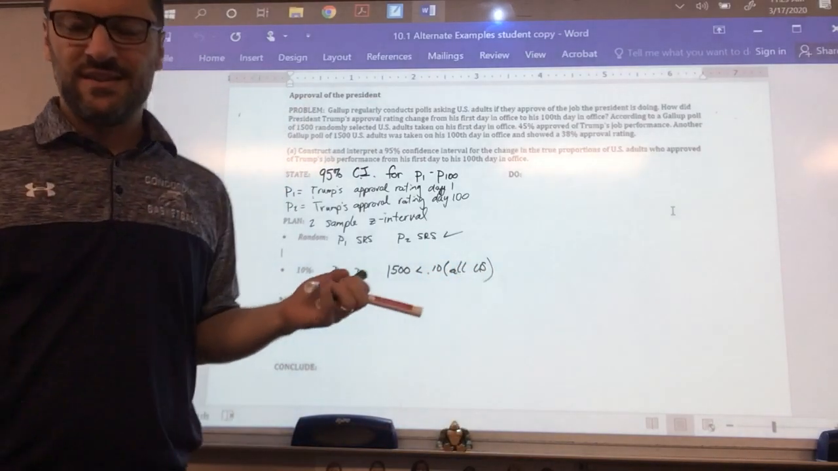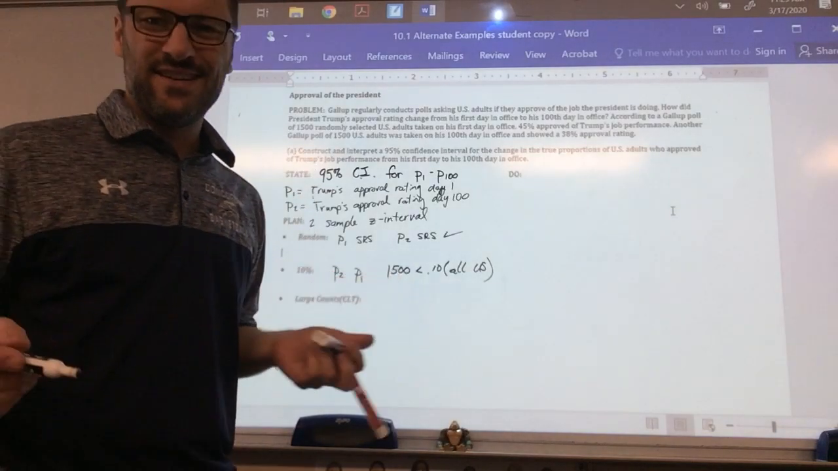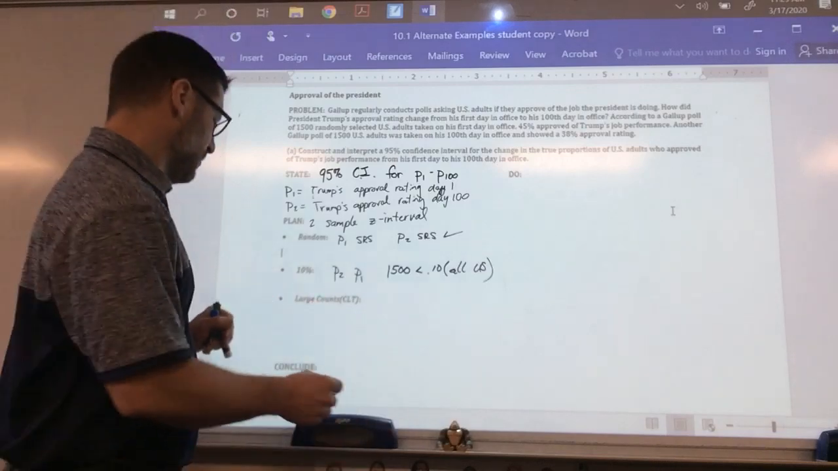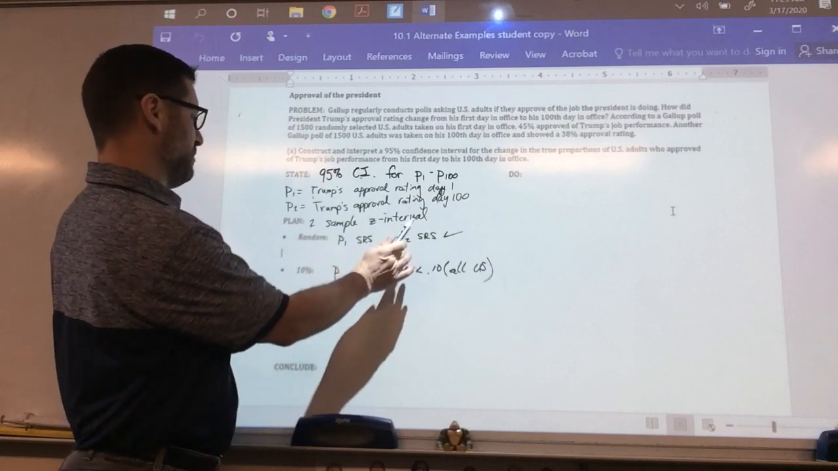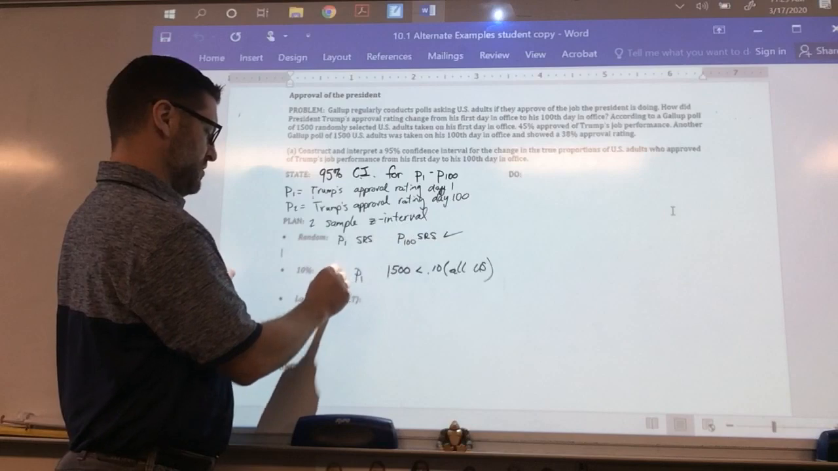And the last one is the large counts condition. It's not CLT on this one because it's not means. It is a large counts condition, so we would have to check it for both. And I put P1 and P2, I should be putting P1 and P100.